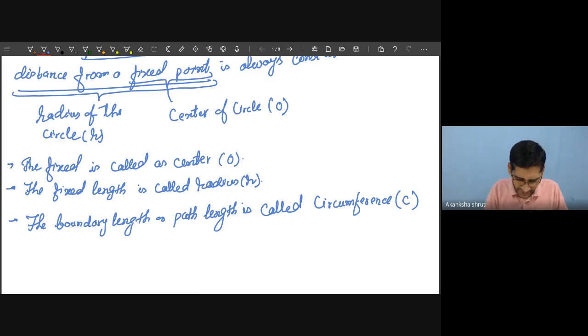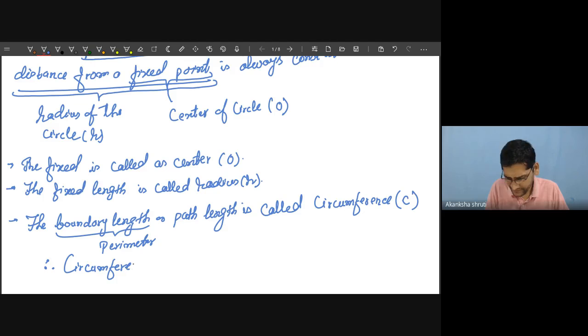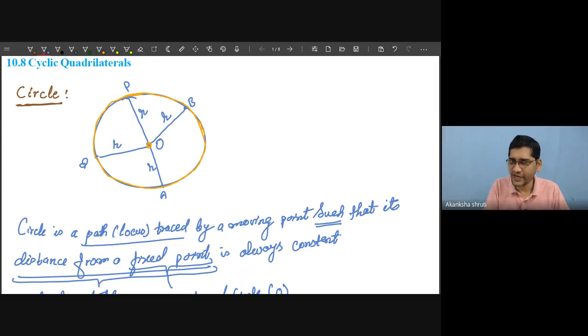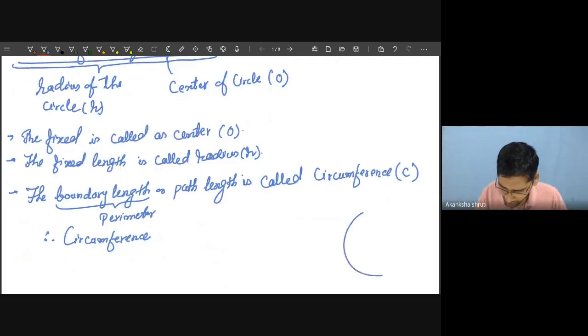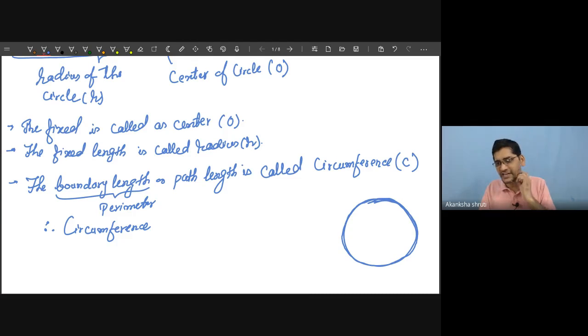So this boundary in geometry, this boundary length or path length of any closed figure is called as what? The perimeter. So this circumference is nothing but the same as the perimeter of the circle. So that we have to understand. Circumference means the circular boundary which is drawn in yellow here. We are interested in this much. What is the length of this path? The total length, maybe 2 meter, 3 meter. So that length is called the circumference, total boundary length. This is nothing but the perimeter.